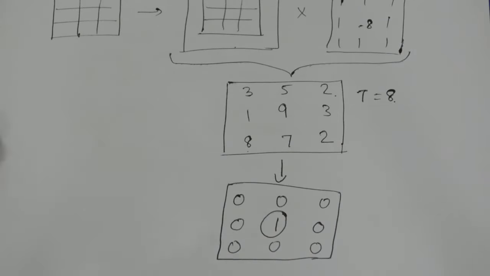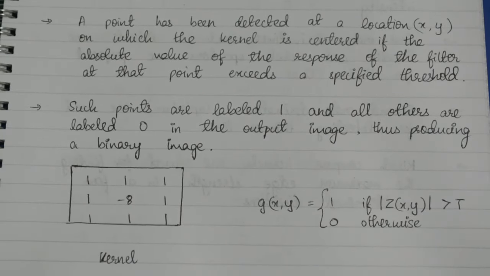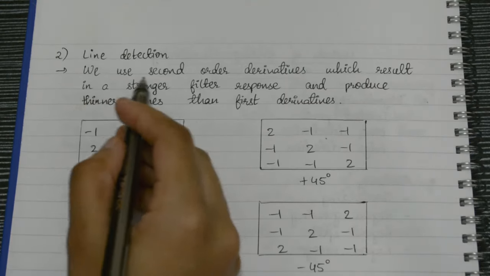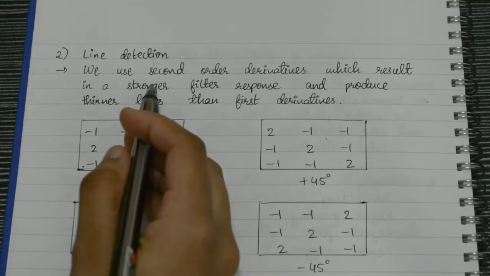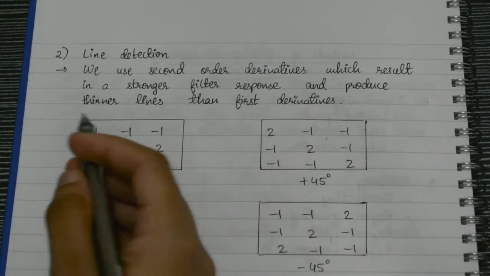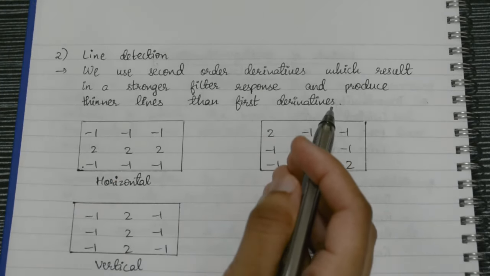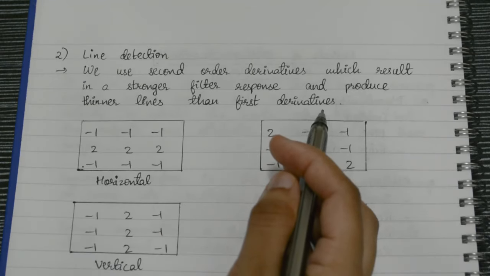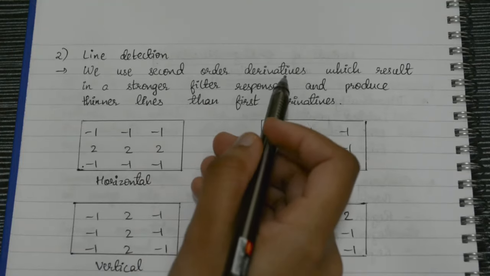Okay, so this is how it is done for point detection. Next we have line detection. We use second order derivatives here again, which result in a stronger filter response and produce thinner lines than first order derivatives. So for thicker lines we use first order derivatives, and for thinner lines, which produce a stronger filter response, we use second order derivatives.